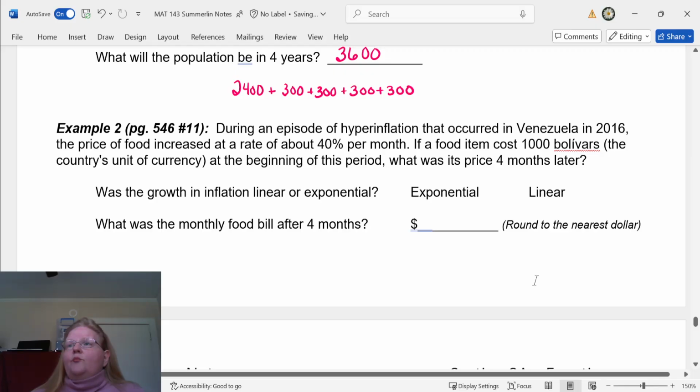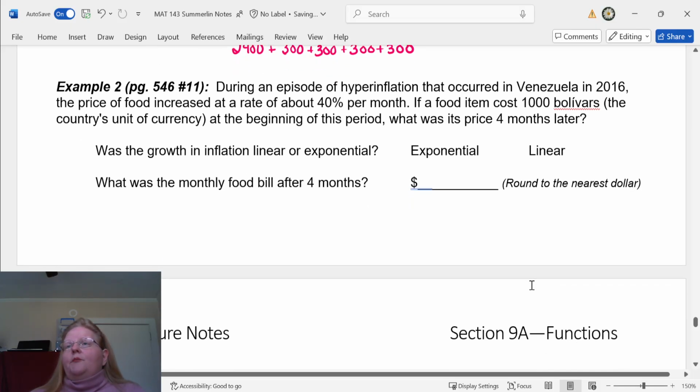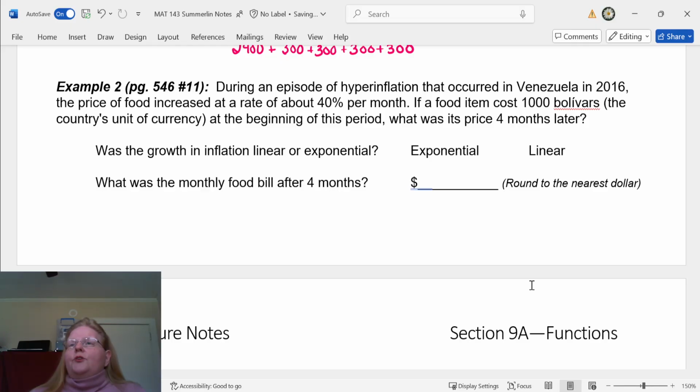Going on down to example 2. They talk about hyperinflation, which we are not far from. During an episode of hyperinflation that occurred in Venezuela in 2016, the price of food increased at a rate of about 40% per month. If a food item cost 1,000 bolivars, the country's unit of currency, at the beginning of this period, what was the price 4 months later? Want to know about 4 months later.